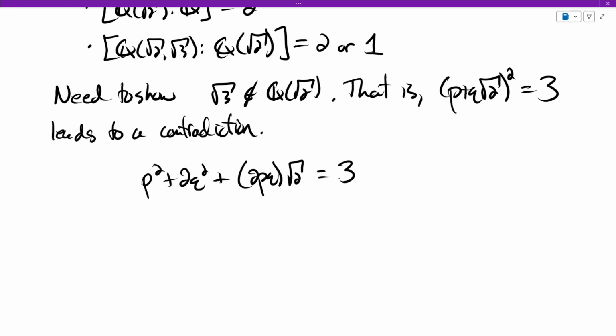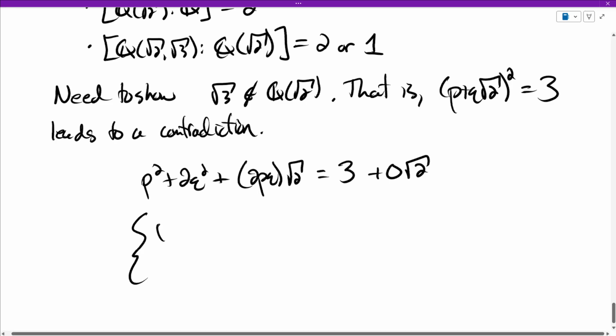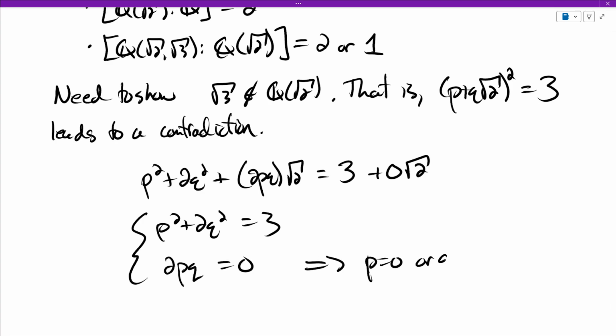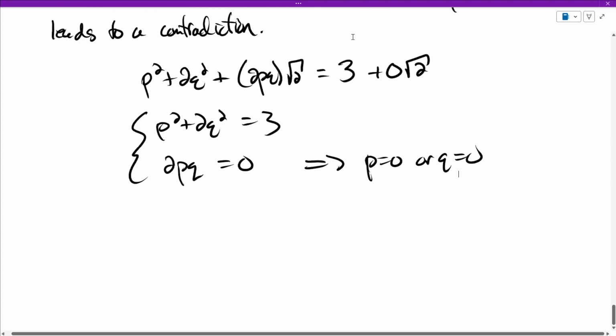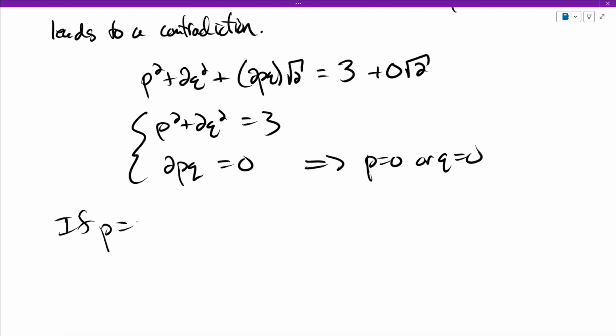And what this means is, on the right-hand side, we have 3 plus 0 root 2's. So we get this system: p squared plus 2q squared is 3, and 2pq is 0. This last one tells us p is 0 or q is 0. Well, if p is 0, then 2q squared is 3, because this term is 0.